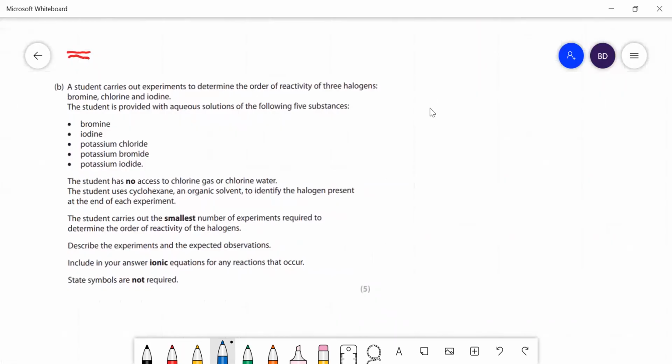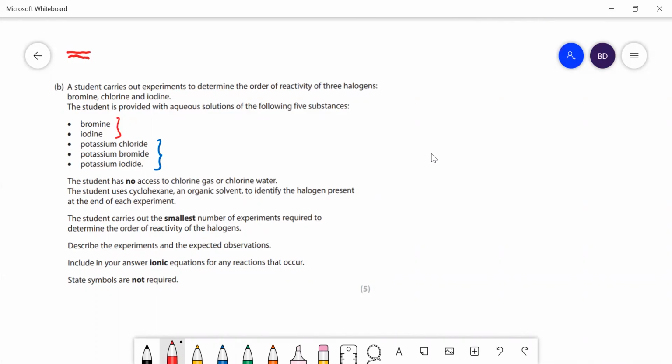Okay, a student carries out experiments to determine the order of reactivity of the halogens, chlorine, bromine and iodine, and you've got the following solutions. So you've got bromine and iodine, which are the elements, and you've got these halides. The student doesn't have any access to chlorine or chlorine water, and uses cyclohexane as an organic solvent to identify the halogen present at the end. The student carries out the smallest number of experiments required to determine the order of reactivity of the halogens.